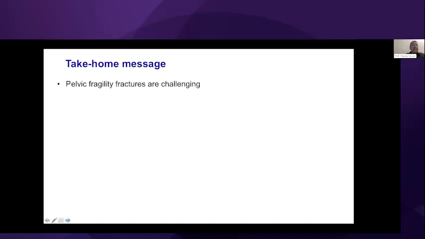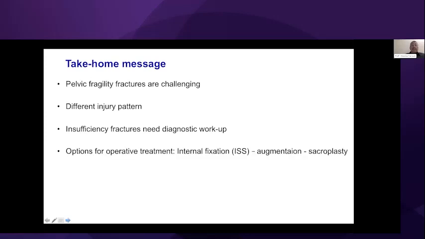Our take-home message: pelvic fragility fractures are challenging. They have a different injury pattern. They need diagnostic workup, especially in insufficiency fractures. The options for operative treatment are iliosacral screws or transiliac transsacral screws in order to have better fixation in such poor bone quality, and augmentation of screws by cement or sacroplasty.